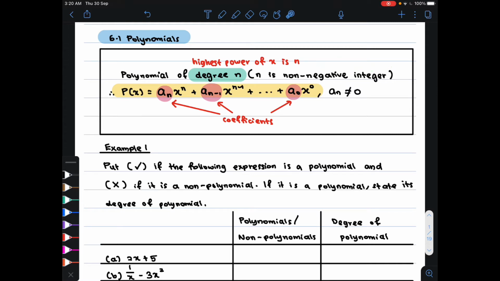So syarat untuk dia jadi polinomial adalah power untuk x mesti kosong ataupun 1 ataupun 2 ataupun until infinity sahaja. Power untuk x mesti kosong, 1, 2, 3, etc. semua tu. Dia tak boleh negatif, dia tak boleh fraction. Contohnya 1/3, negatif 1/5 tak boleh. Okay? So that's how you determine whether it is a polynomial or a non-polynomial.